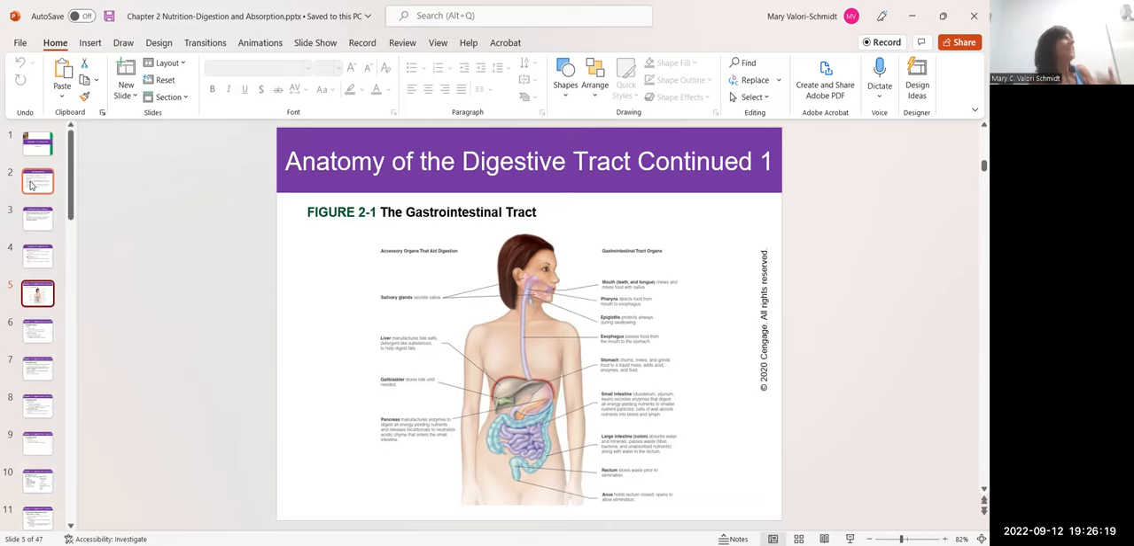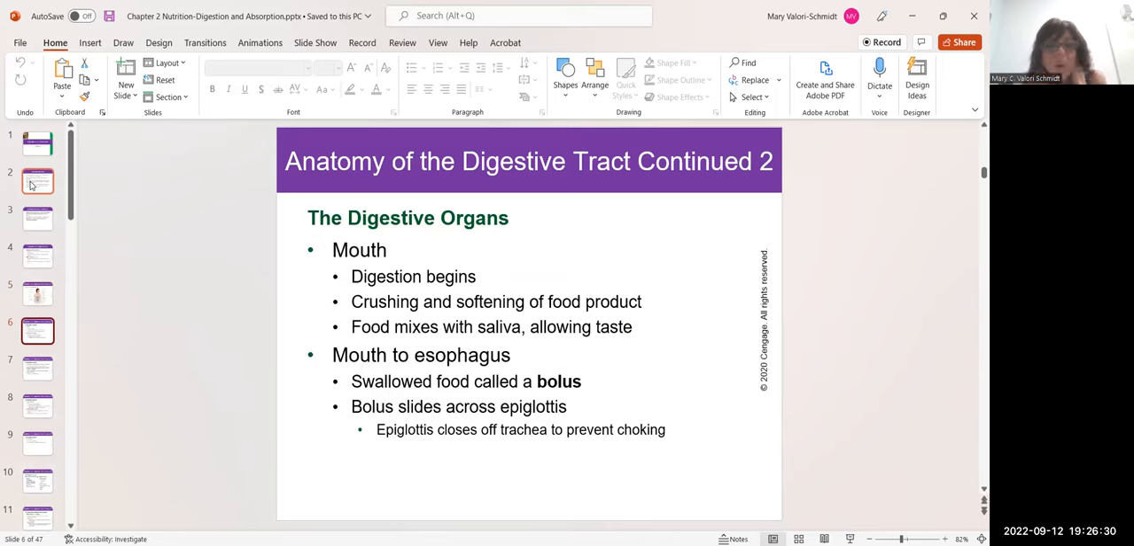But there are lots of other things that happen on the way and lots of other organs that are involved, like the liver and the gallbladder and the pancreas, right? So we'll talk more about that as we move on. Basically, everything that I just explained to you is what these next slides are, where digestion begins in the mouth to the esophagus.